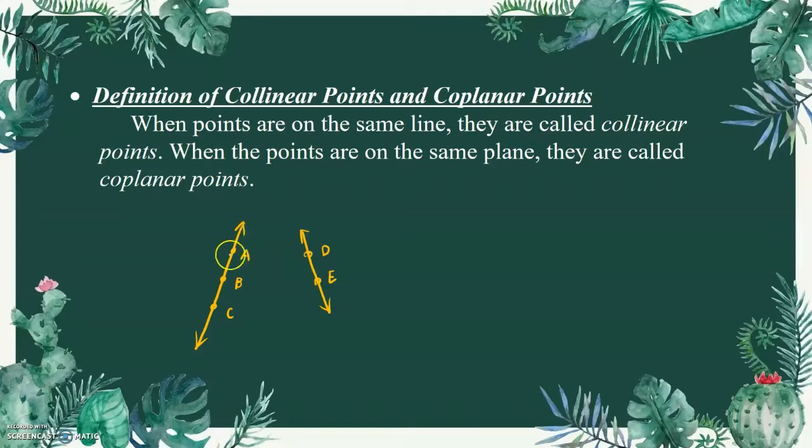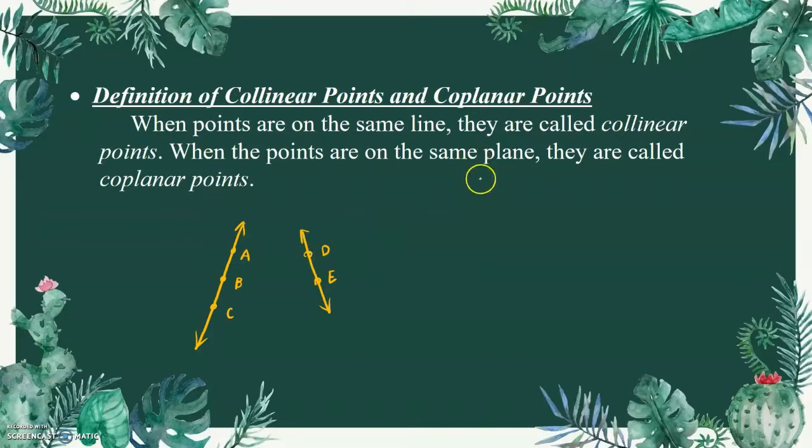Clear? So point A, point B, and point C are collinear because they are lying on the same line. Point D and point E are collinear also because they are lying on the same line. Point A and point D are not collinear because they are lying on different lines. Same with point B and point E, point C and point D. Clear? Alright.